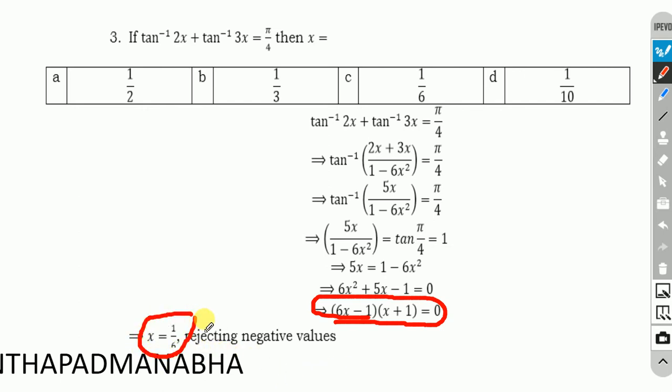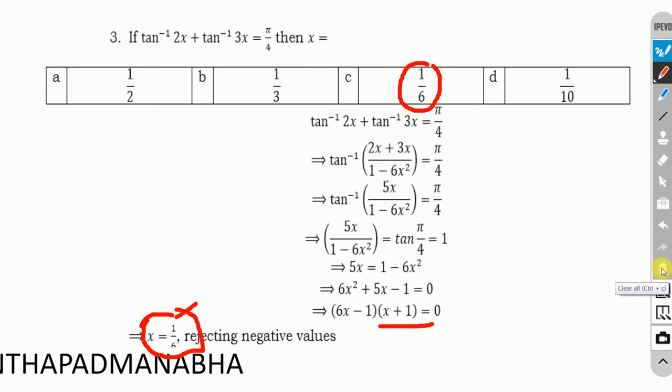By rejecting the negative value: 6x minus 1 is equal to 0 implies x equals 1 by 6, and x plus 1 is equal to 0 implies x is equal to minus 1. But we don't have a negative value in the options. Also we need to check by substitution. Here in this case we need not substitute and check, as we have only positive values in the options. We have x is equal to 1 by 6 as the answer for this question.